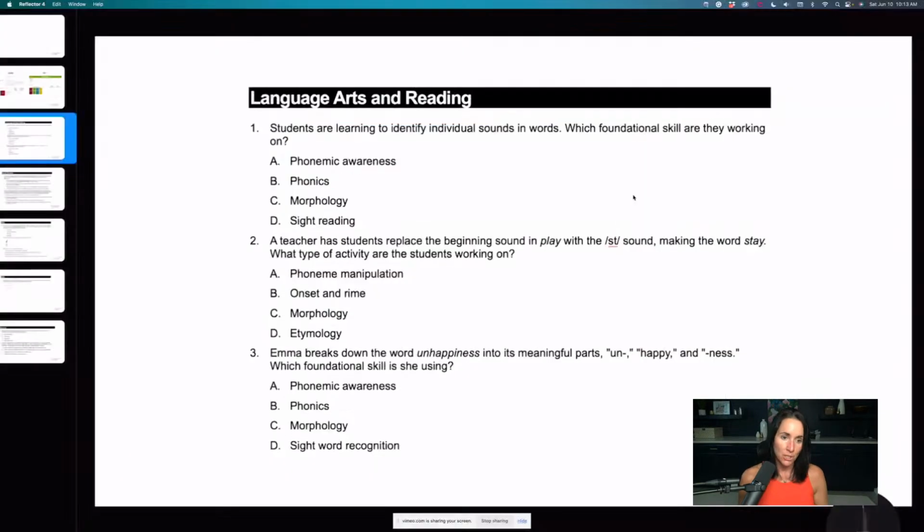So we're going to start with the language arts and reading. This is the first section in both books. And the language arts and reading can be very difficult. There are so many little skills here that you need to understand in the way students acquire reading comprehension and word recognition. Now, this is an elementary ed exam. So these are going to be the foundational skills of reading.